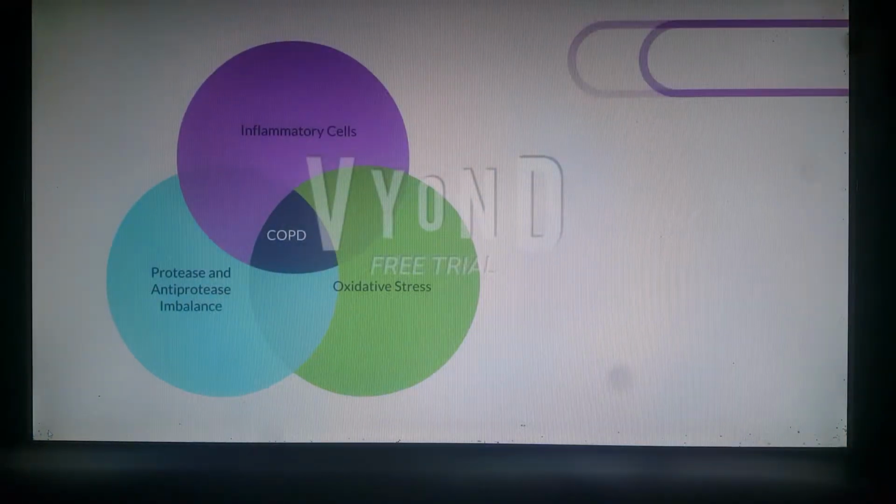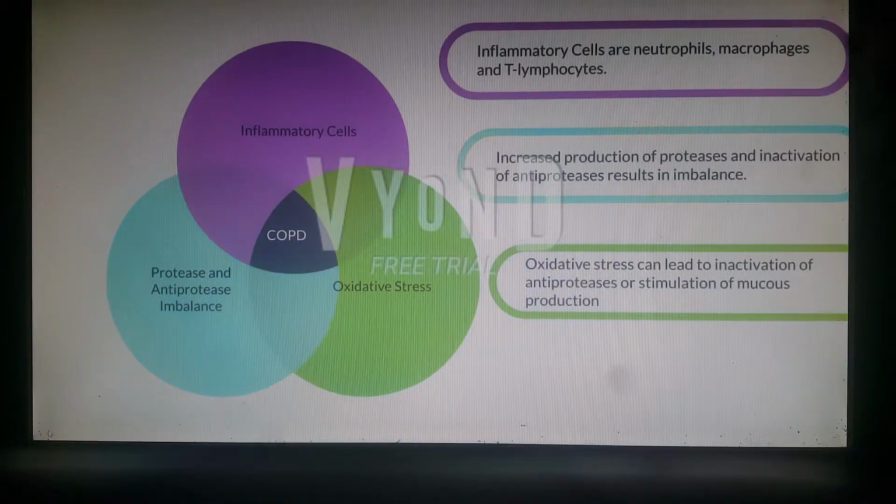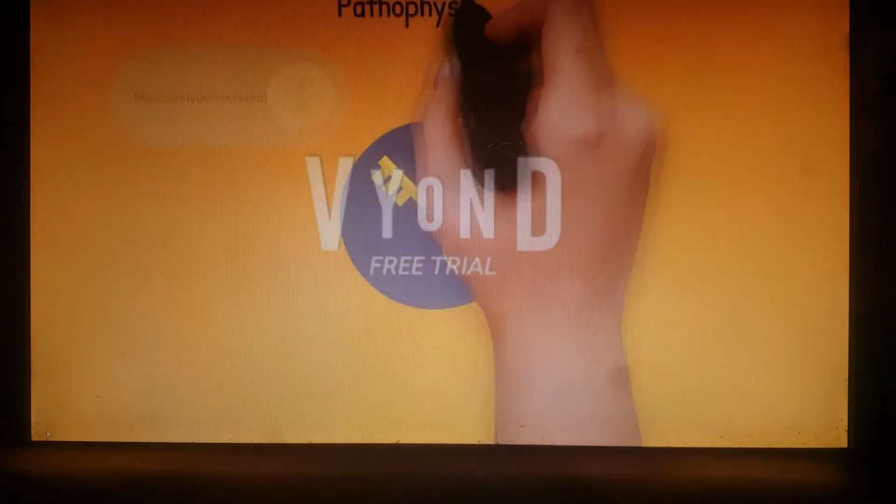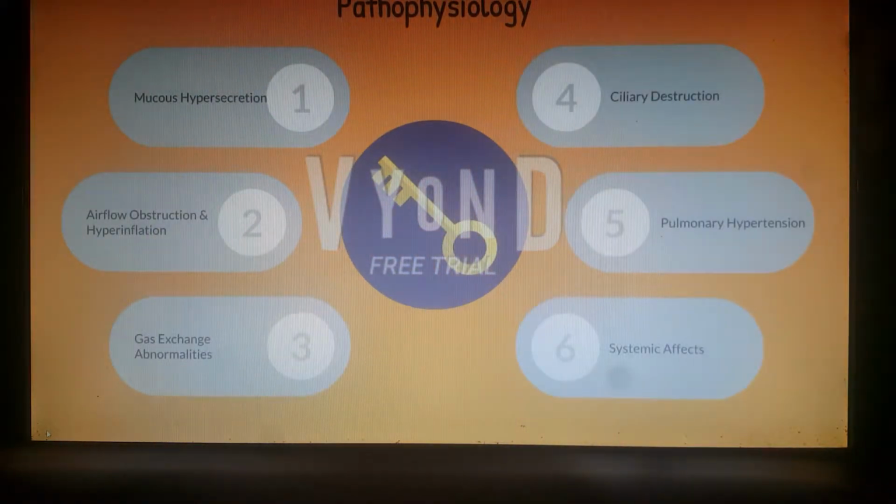Inflammatory cells in the lungs include neutrophils, macrophages, and T lymphocytes. These inflammatory cells release a variety of cytokines and mediators. Increased production of proteases and inactivation of antiproteases results in imbalance. The previously mentioned pathogenic mechanisms result in the pathological changes found in COPD. These in turn result in these 6 physiological abnormalities.